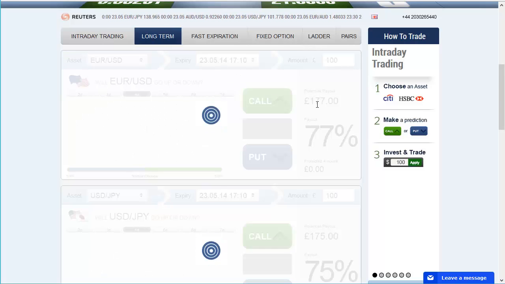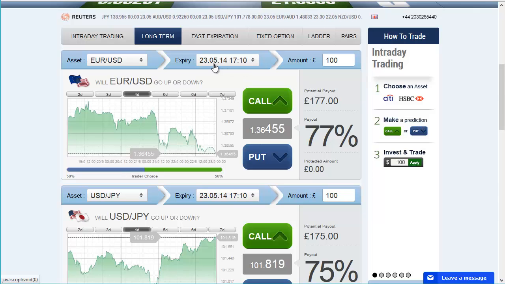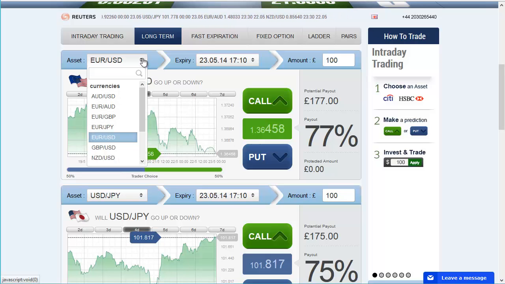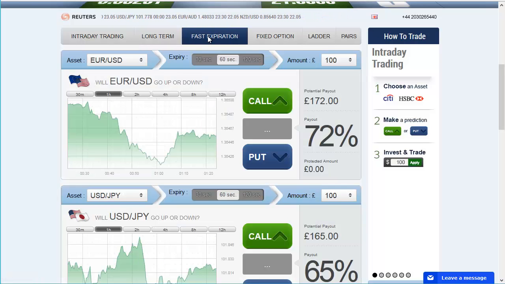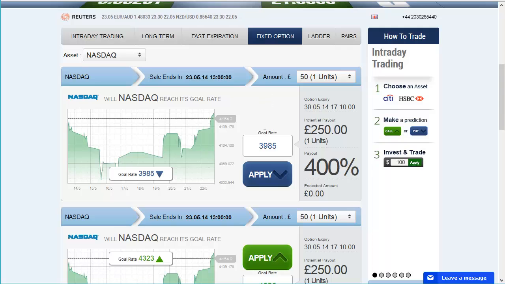For example, there's a longer term trade here, and you can see you can change the expiry, etc., and the amount, obviously, the asset. Fast expiration is for ultra short-term trading. Fixed options, as you can see, are a specific option by a specific day, time, etc. This would be more along the lines of a standard option, so if you are used to trading options on the exchanges, it's a little closer to that type of idea. And it just simply shows you exactly how you do it.